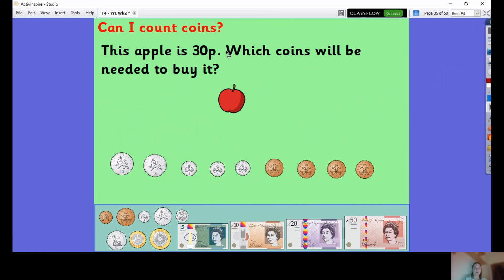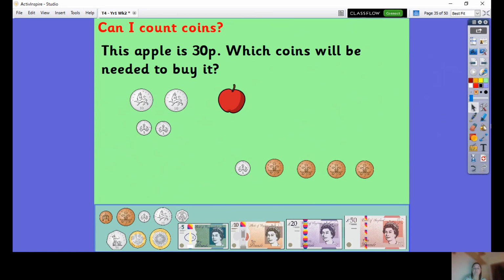Again, I'm going to start with my bigger numbers. So I'm going to go 10, 20. Again, that's not enough because I would need another 10. I need another 10: 10, 20, 30. I haven't got a 10p. But do we know what two coins added together make 10? We've done lots of this in this session, so I should know that 5 and 5 make 10. So that's 10. So I'm going to go 10, 20, 30. So those are the coins that I will need.